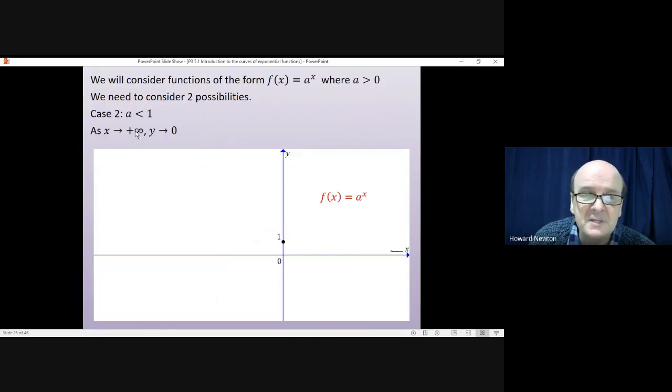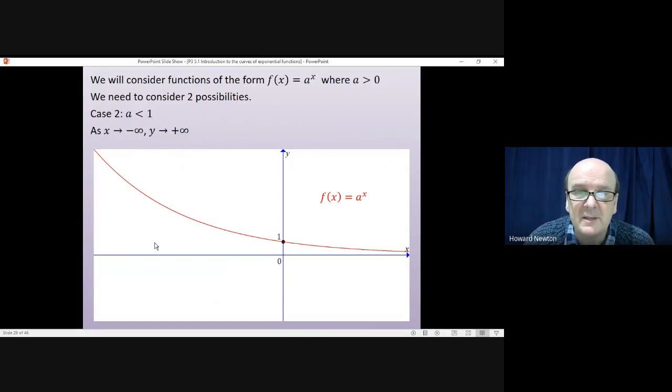What about on the other side? As x tends towards minus infinity, the opposite thing happens, and y will get bigger and bigger and bigger. So it'll head up here. And again, nothing strange happens. It passes through 1, starts here, finishes there. It'll have a shape something like that.